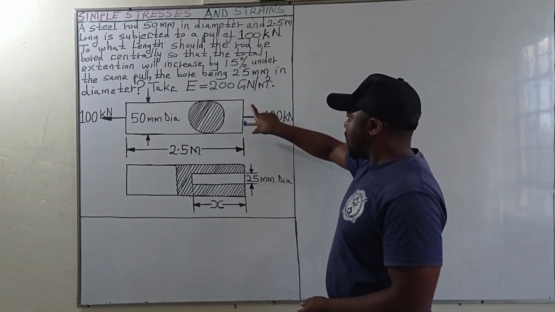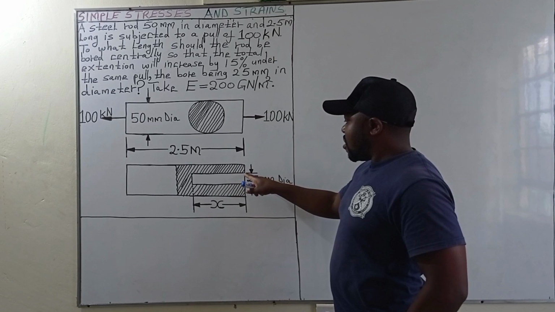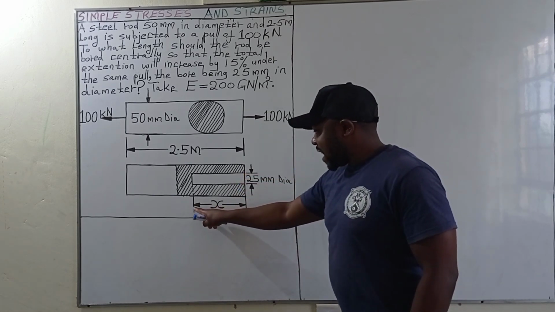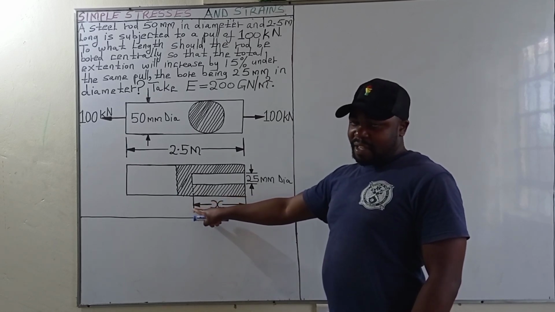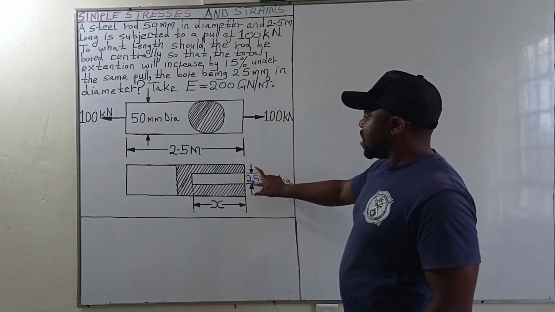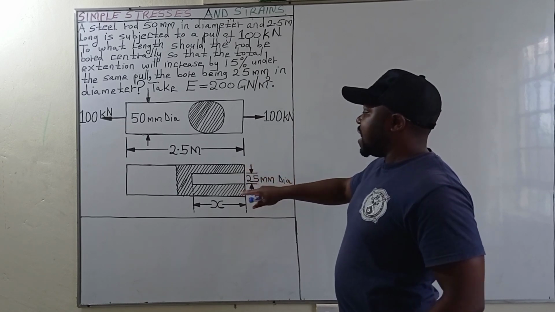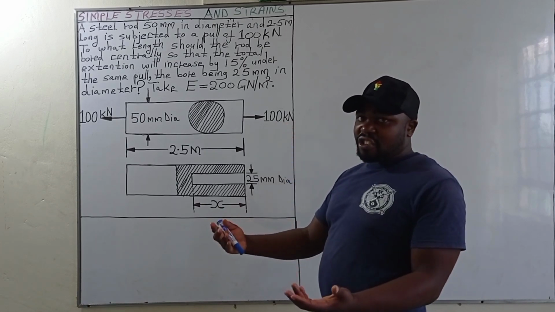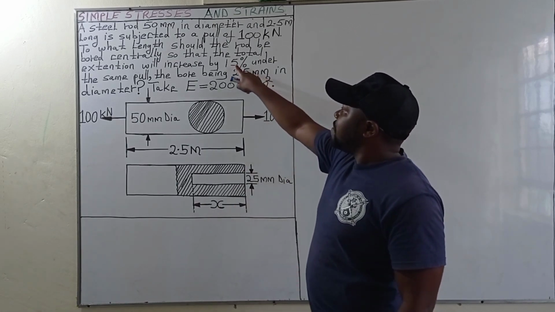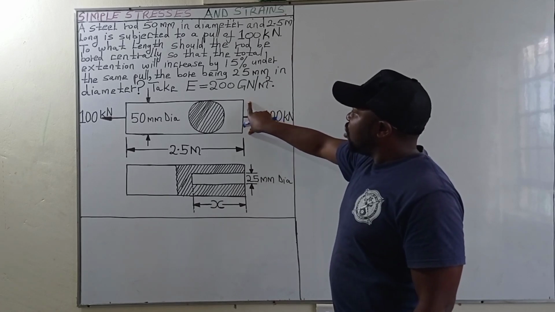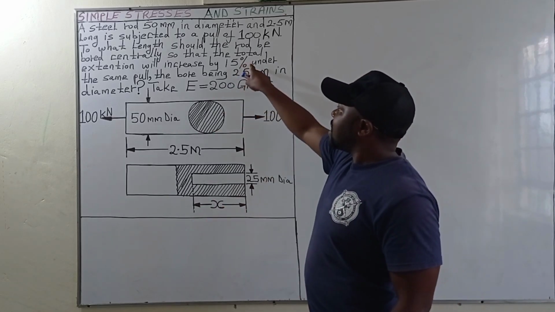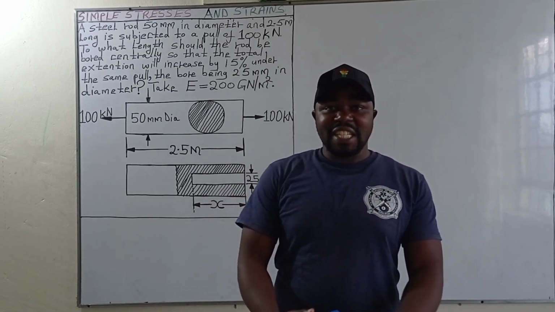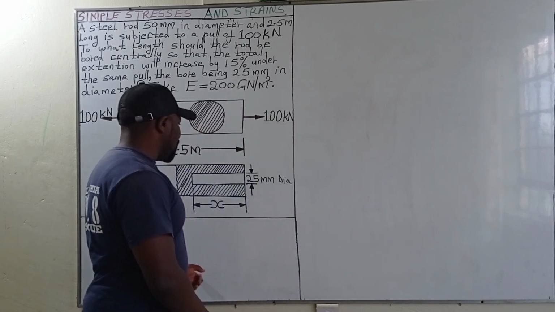This steel rod should be bored centrally, so we need to know up to what length it should be bored, so that when the bored rod is subjected to a force of 100 kilonewtons, the extension increases by 15%. That is, the extension of the solid rod increases by 15% after it has been bored. So that is what we are supposed to determine. So join me so that we do this.